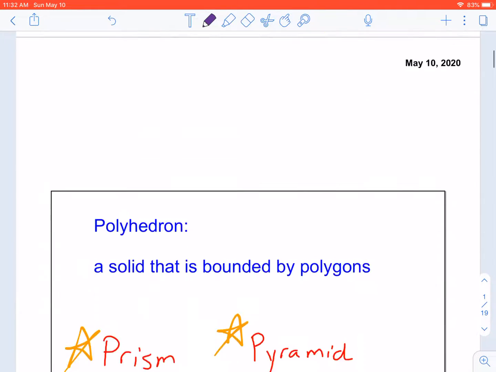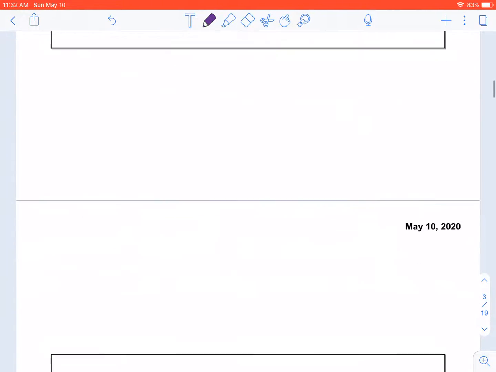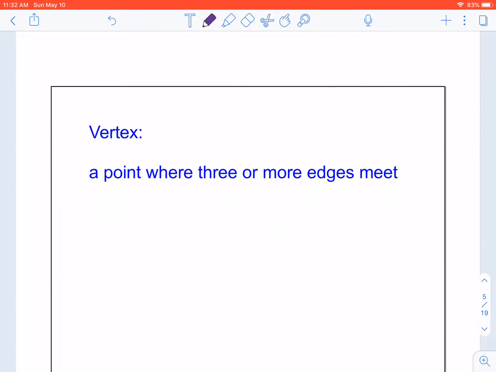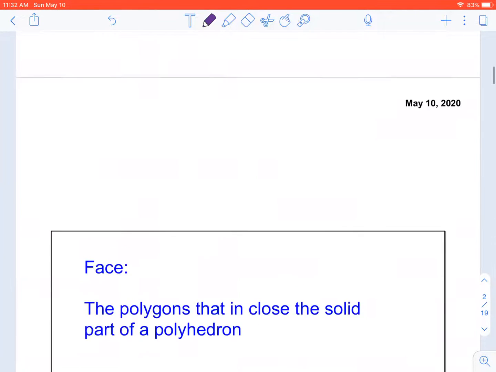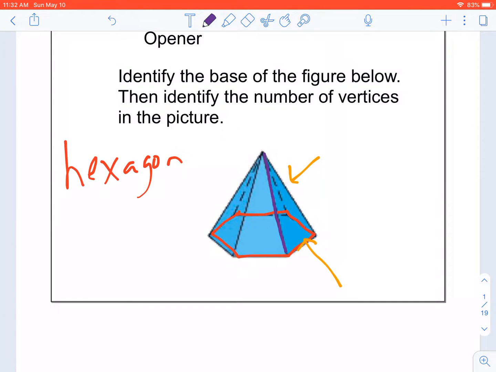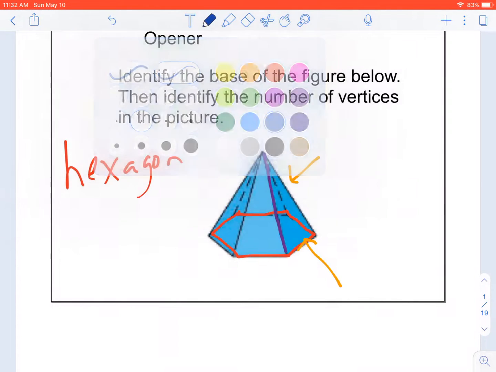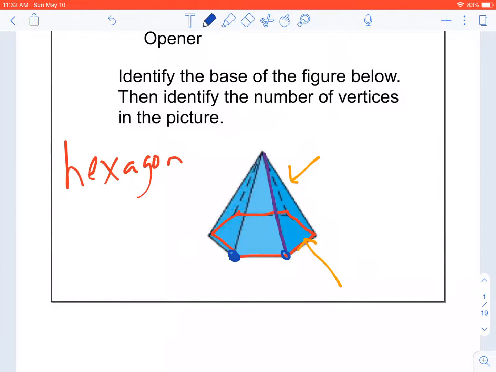Last piece there, instead of dealing with an edge, when 2 edges meet, they create a vertex. A point where 3 or more edges meet. So it is each of these points, here, here, here, back here. These are all vertices, where 3 or more edges intersect.